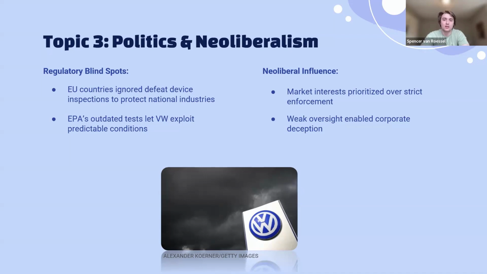In the US, the EPA failed to consistently adapt its emissions testing procedures, making the tests highly predictable despite technological advancements and evolving industry practices. This reflects neoliberal orthodoxy, where government intervention is seen as an obstacle to market efficiency. The predictability of the tests allowed companies like Volkswagen to exploit regulatory loopholes by designing vehicles capable of detecting testing conditions and artificially lowering emissions output during the tests.